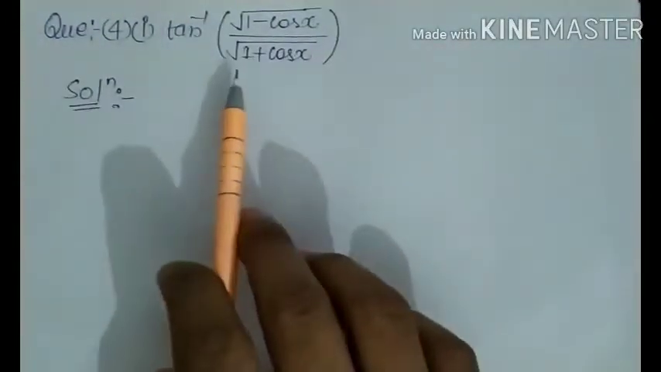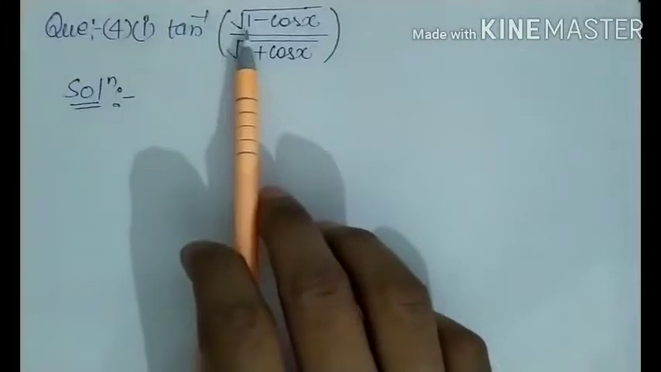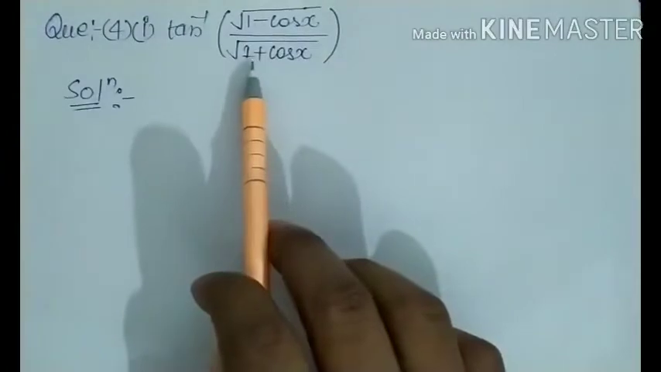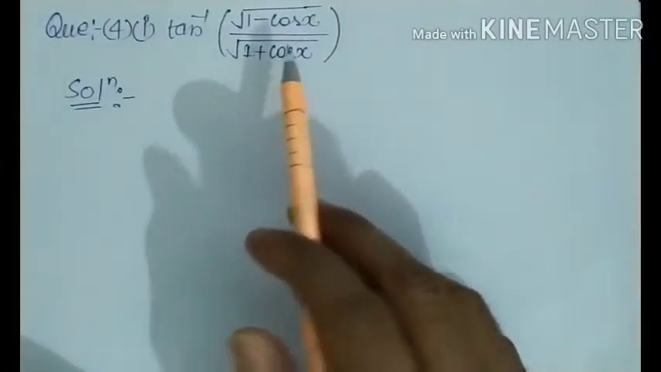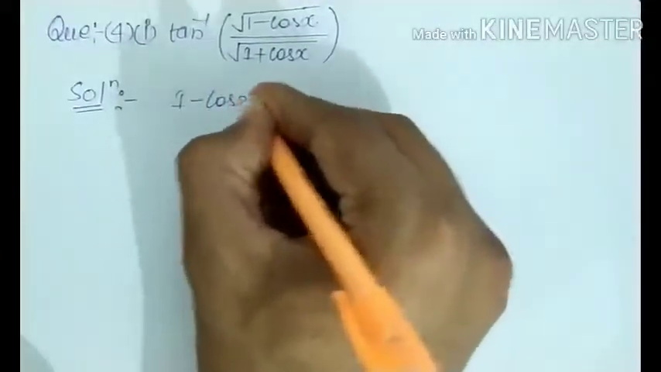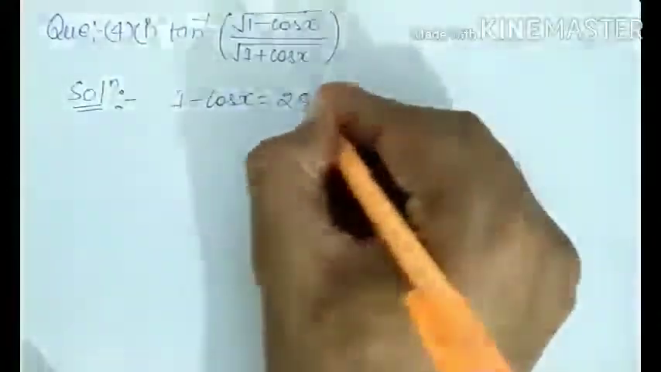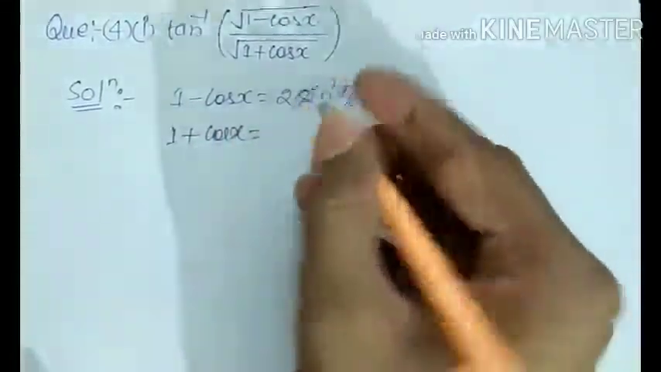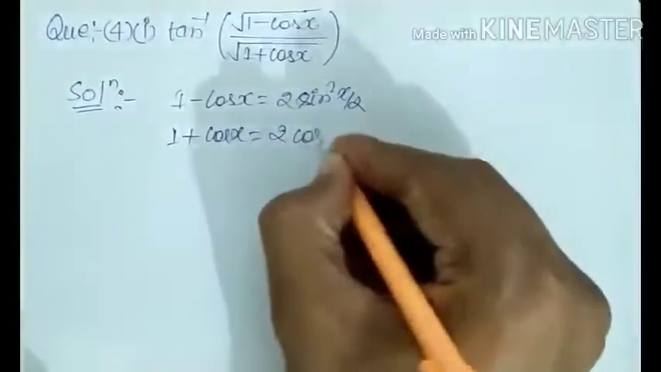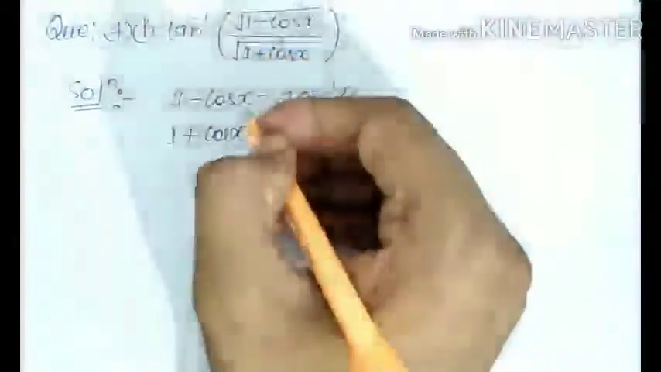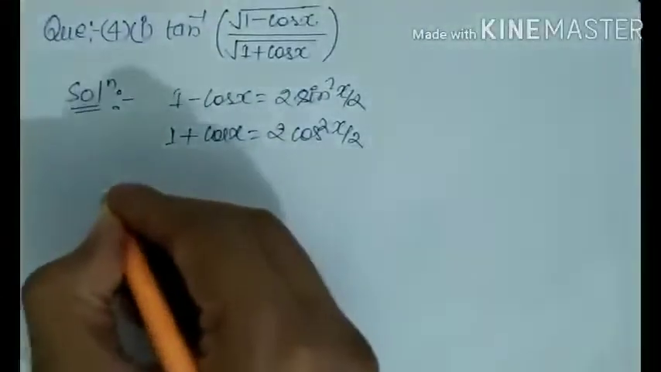As we can see clearly, here is given root over (1 minus cos x) upon root over (1 plus cos x). So we have to eliminate the square root from this question. That's why I am going to use a formula: 1 minus cos x is equal to 2 sin square x by 2, and as we know, 1 plus cos x is equal to 2 cos square x by 2. I'm going to use this formula in this question.